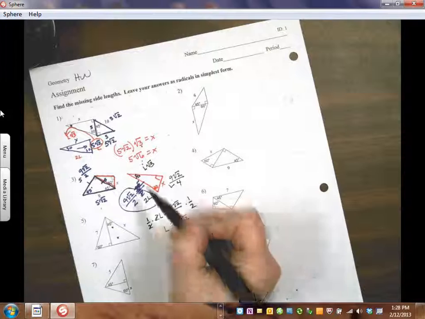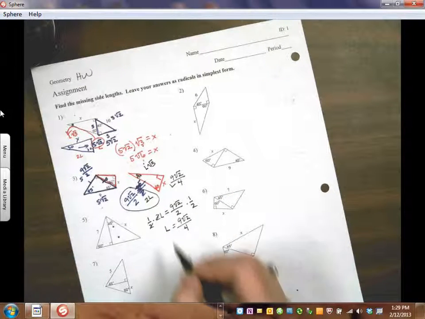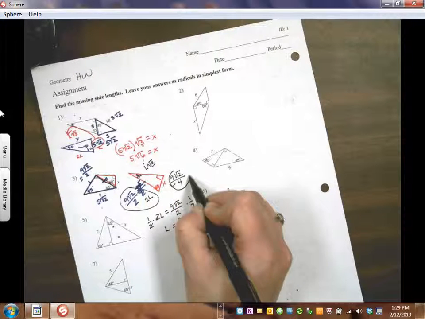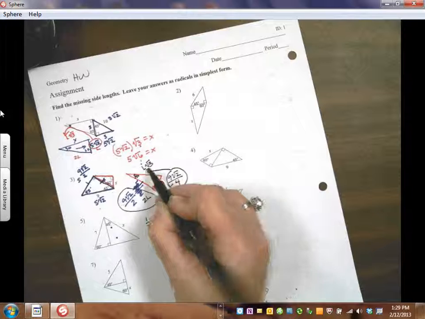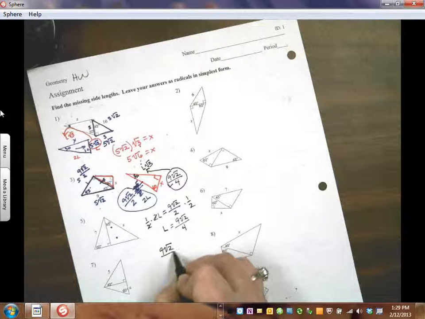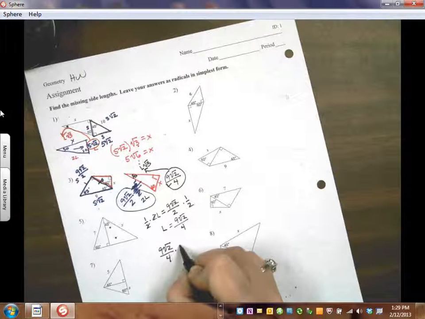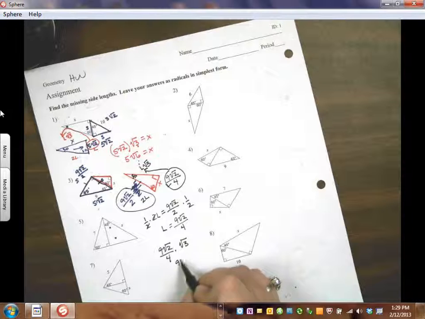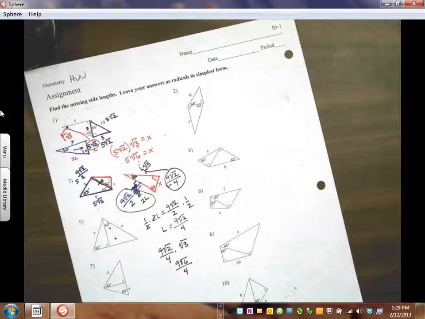Now, if I wanted to find this other leg, which is not a part of the question, I just want to show you what we would do. You would take this and plug it in for the L value. So we would say 9 square roots of 2 over 4 times the square root of 3. So we're just going to multiply our radicals, and we would know this is 9 square roots of 6 over 4. And that's as far as you can go. You can't simplify it any further than that.